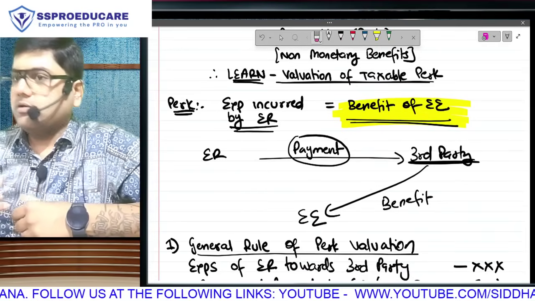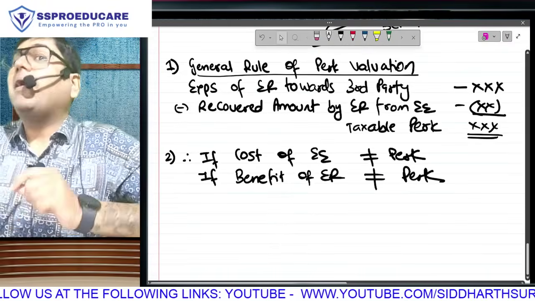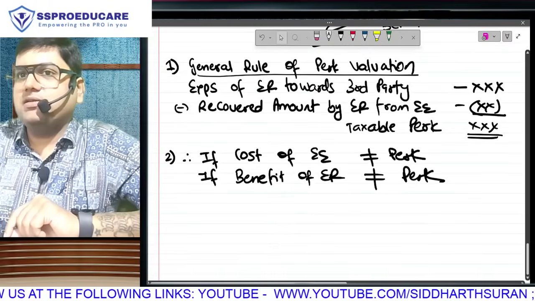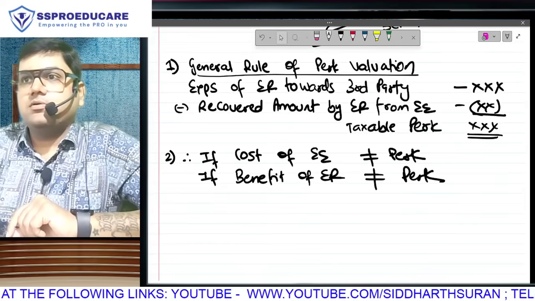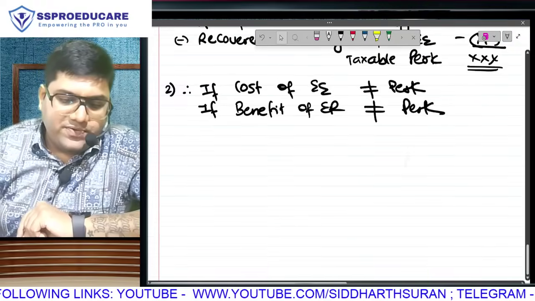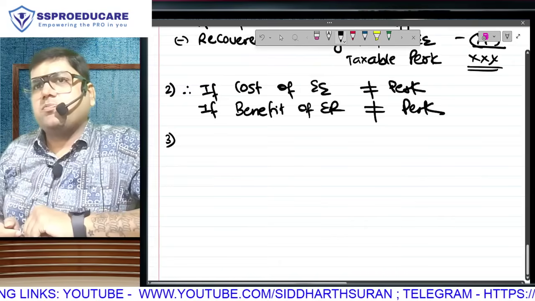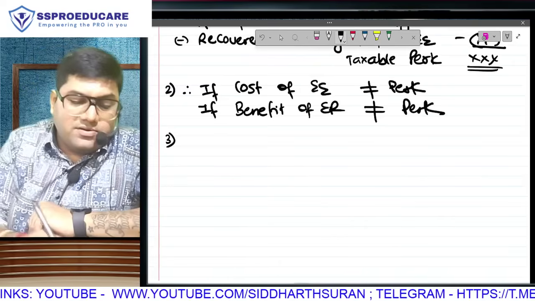Is this correct? And if by chance he recovers anything from my salary, that much will be reduced. Everyone is clear and sorted about this? Chalo, fantastic. Now, third point. Get this clear.